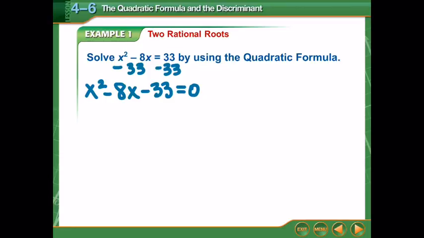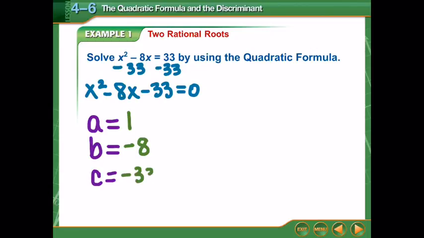So now that my equation is on the left-hand side set equal to 0, we're going to talk about the coefficients for the quadratic equation that we're going to plug into the formula. So we need an a, b, and a c for our formula. So the coefficients ax squared plus bx plus c are the coefficients in this equation. So for a, that's always the number in front of x squared. In this case, that would be a 1 in front of x squared. In front of b, which is the x, the coefficient is negative 8. And then c, the constant by itself, is negative 33.